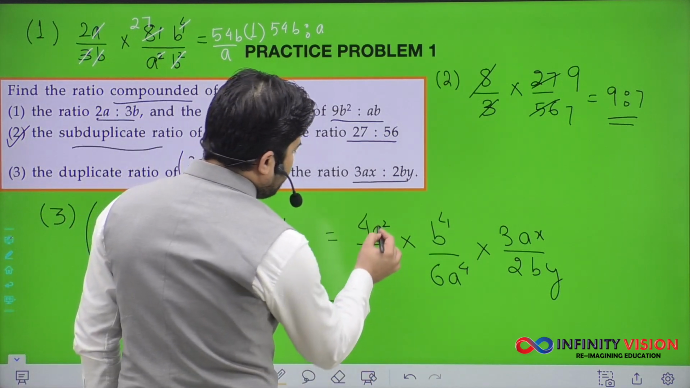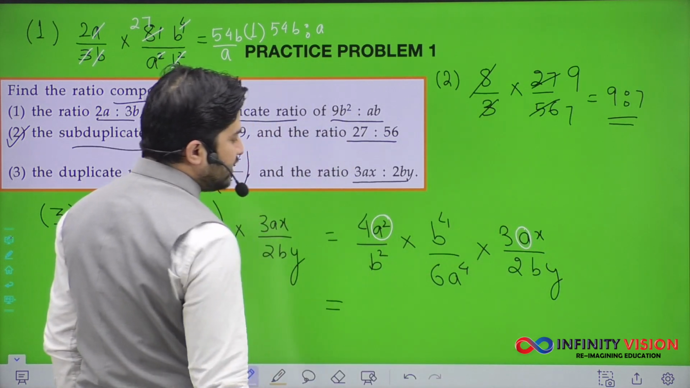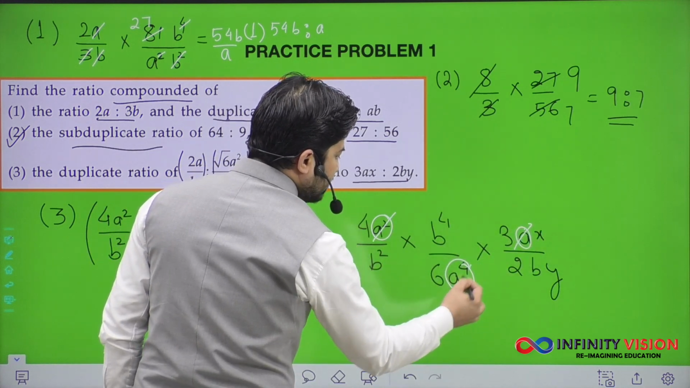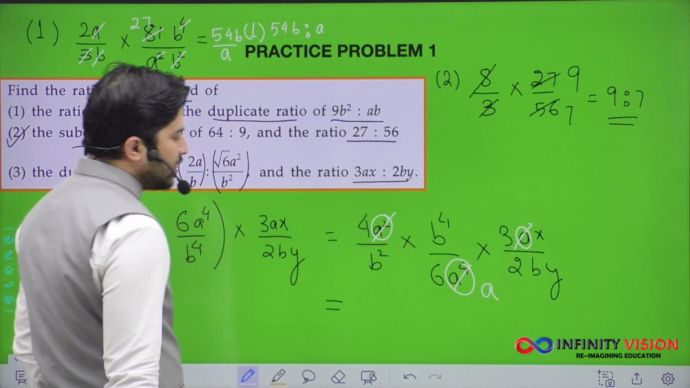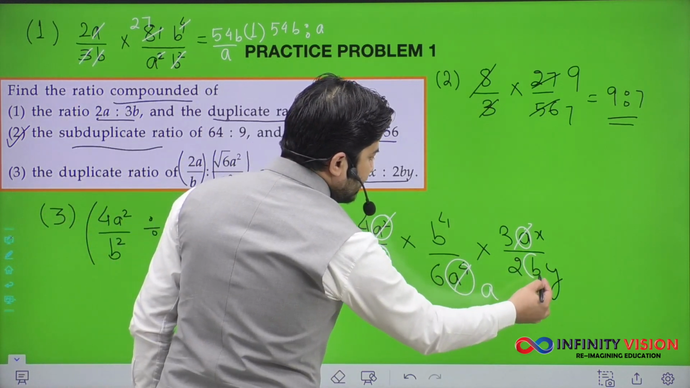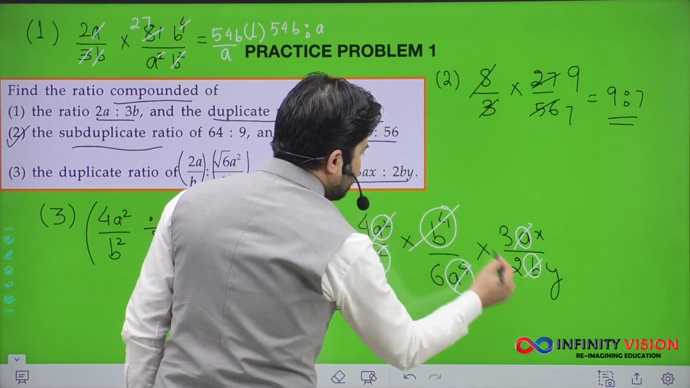So you have a square and you have a, that makes it a cube, and you have a to the power 4. So you can cancel these three and write a down. Now you have b square here, you have b, that is b cube, and here you have b to the power 4. So you can cancel it by b.